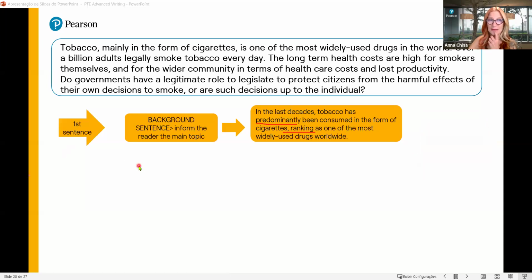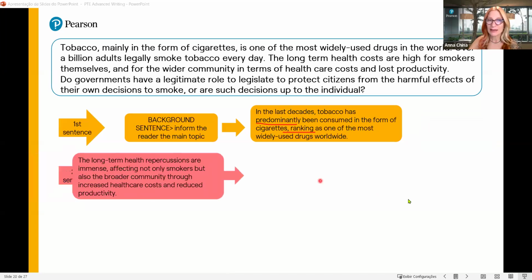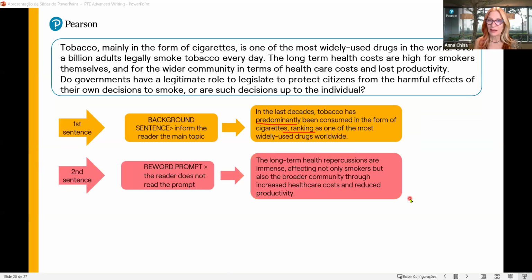Now, the second sentence is to reword the prompt. So the long-term health repercussions are immense, affecting not only smokers, but also the broader community through increased healthcare costs and reduced productivity. When we say costs and loss of productivity, I really couldn't come up with a synonym quickly, so I put reduced, and I brought in the correlative conjunctions not only, but also, because there are two sides that have the same effect. They will both suffer. So not only, but also is another structure that I really like to teach students, because once again, it adds complexity.